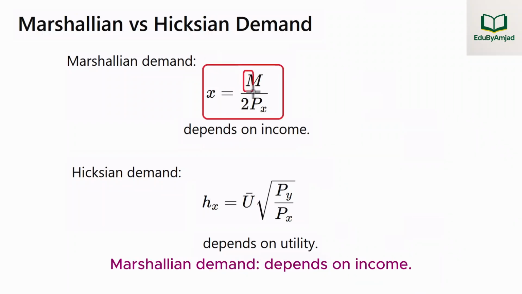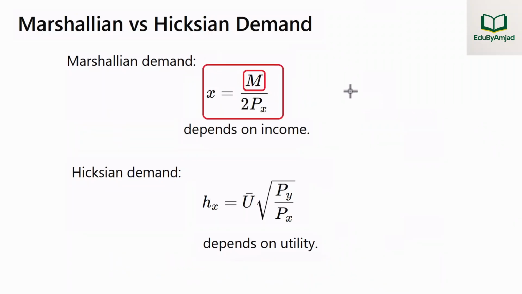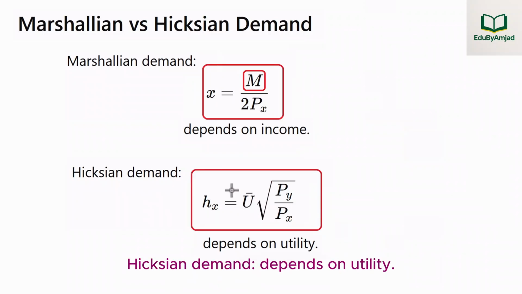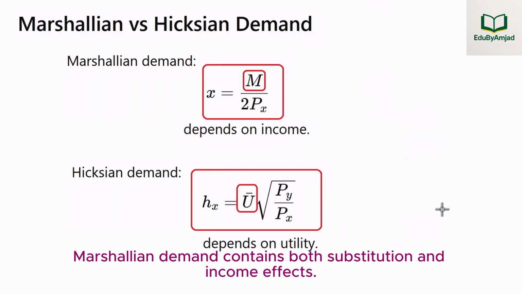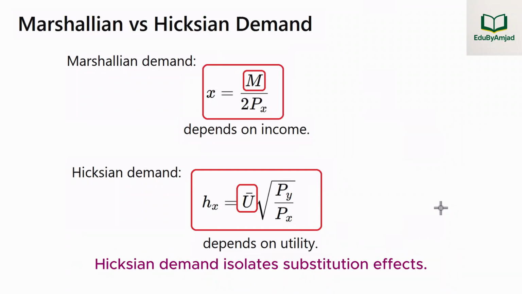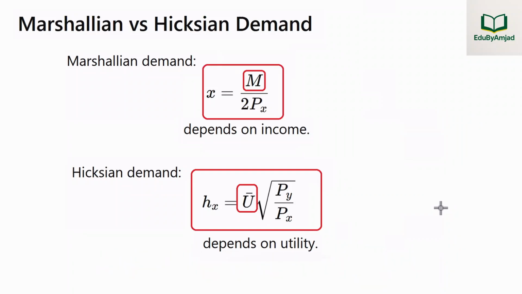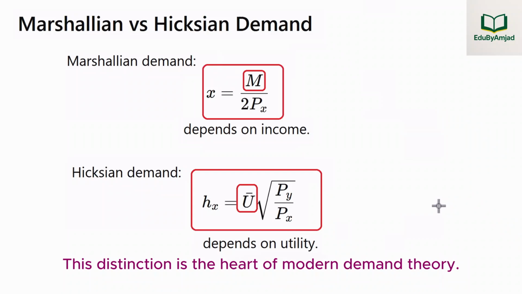Marshallian demand depends on income. Hicksian demand depends on utility. Marshallian demand contains both substitution and income effects. Hicksian demand isolates substitution effects. This distinction is the heart of modern demand theory.